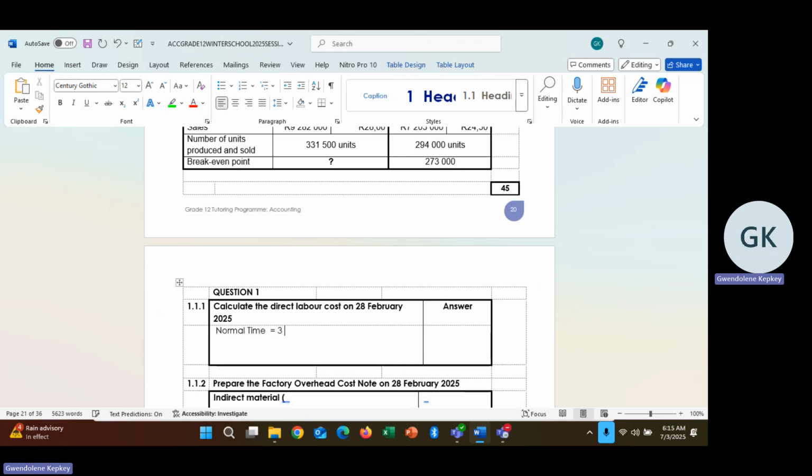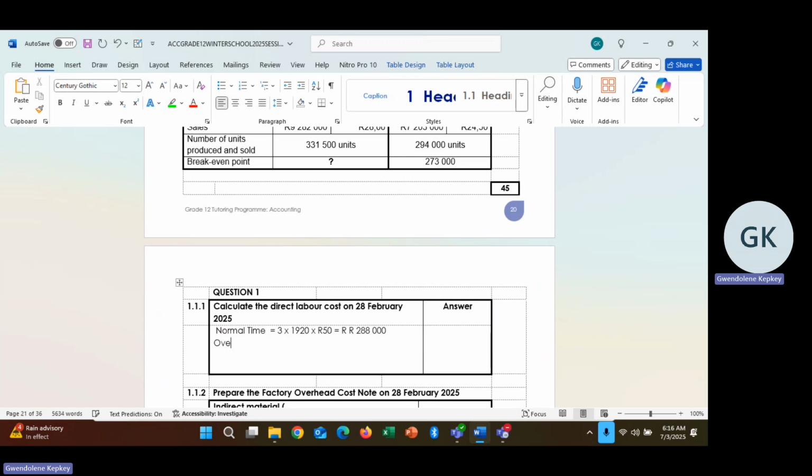I have 3 workers. That's the number of employees working for me. I'm going to multiply it. You remember we had 1,920 hours in total that the 3 of them worked. Then we also know that they are being remunerated at a rate of 50 Rand per hour. If I do that calculation, I come to a figure of 288,000 Rand. That's normal time. Then for my overtime, the calculation will be slightly different.